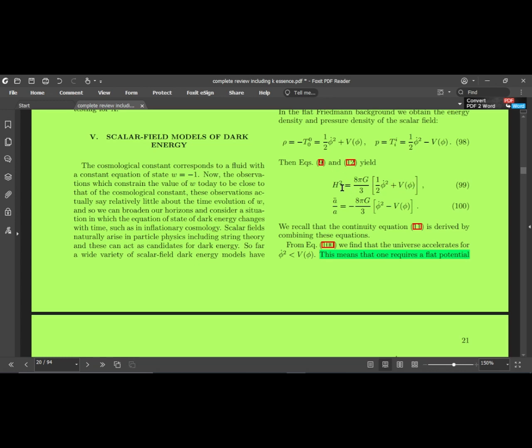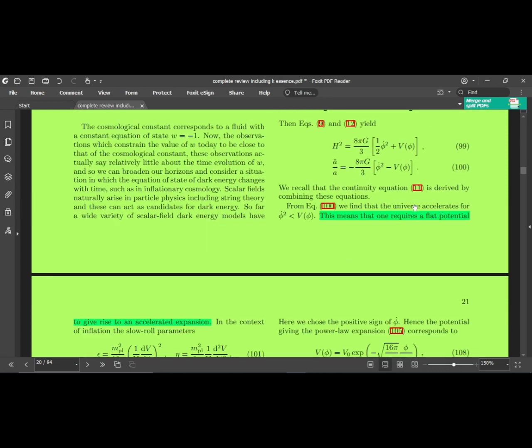From here we have to see how things are going to play out. So H squared is 8πG over 3 into rho, and rho is half phi dot squared plus V(phi). H dot gives you a double dot over a, and with equation 99 you can find minus 8πG, or kappa squared, over 3 times phi dot squared minus V(phi). Here it is the pressure term: minus 8πG over 3 into pressure, and this is the pressure of this field, correct? And this is the energy density.